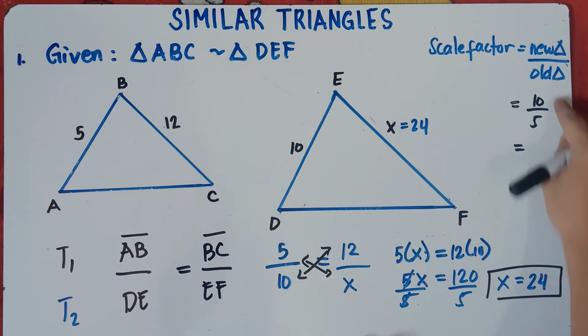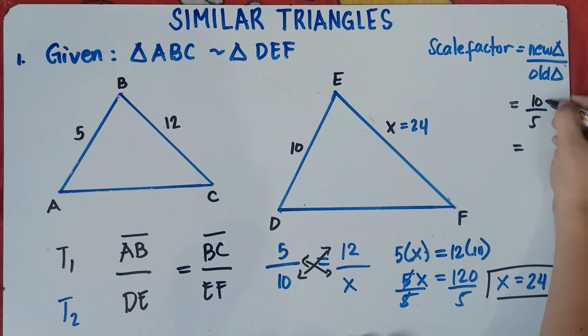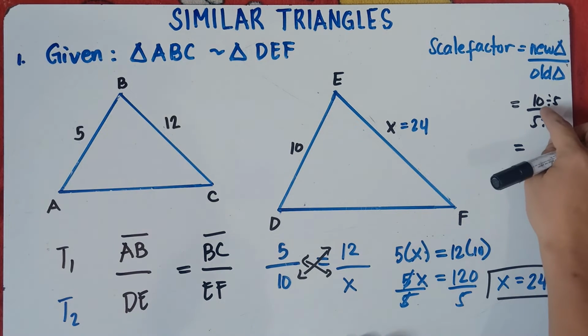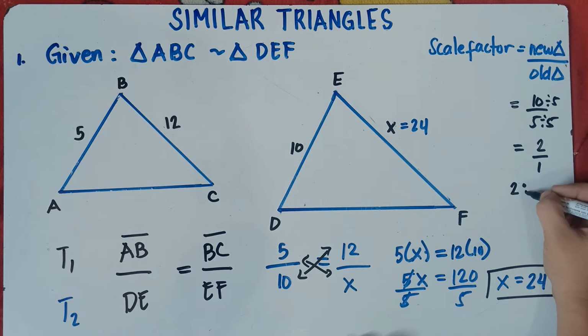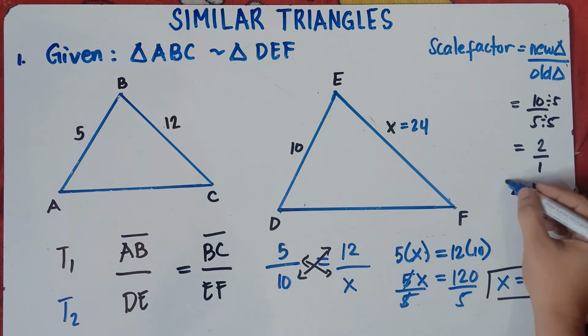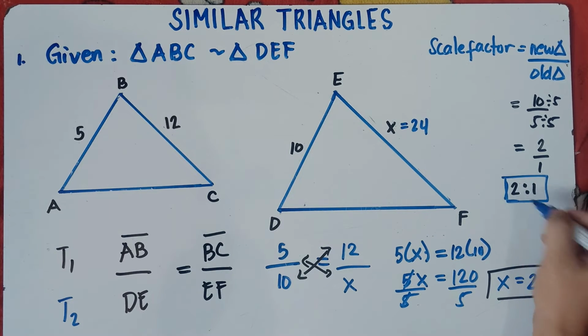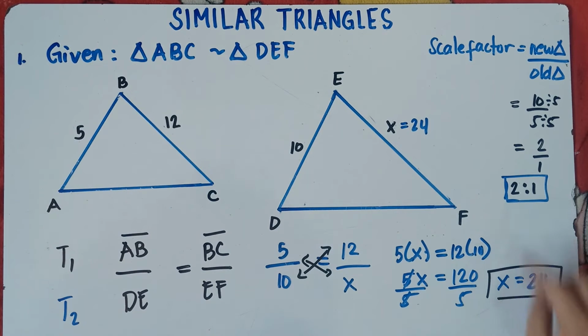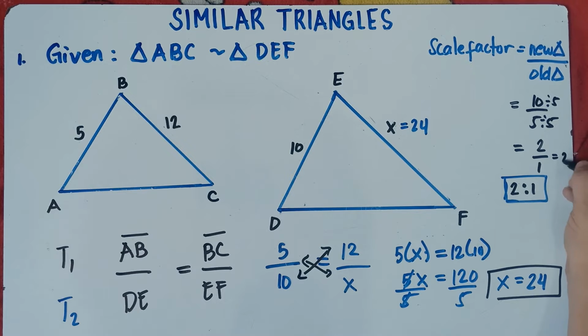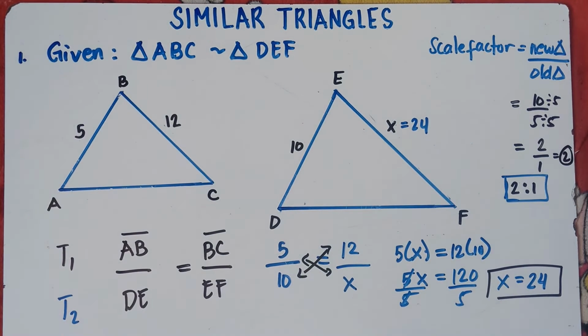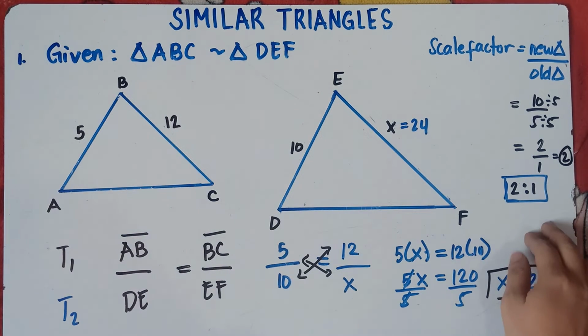So for the ratio, we can reduce this by 5, right? Divide by 5, divide by 5. So the scale factor: 10 divided by 5 is 2, and 5 divided by 5 is 1. So the ratio would be 2 is to 1. That's it, class, for the scale factor. So 2 is to 1, or if the teacher asks for the whole number, 2 divided by 1, that is 2. So the scale factor is 2, or the ratio is 2 is to 1.